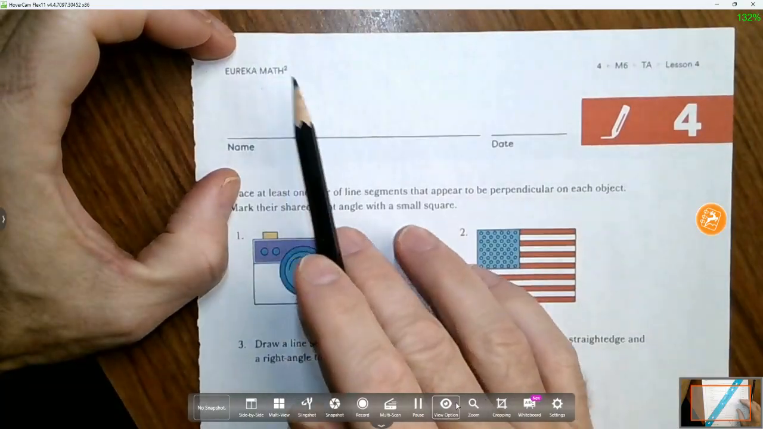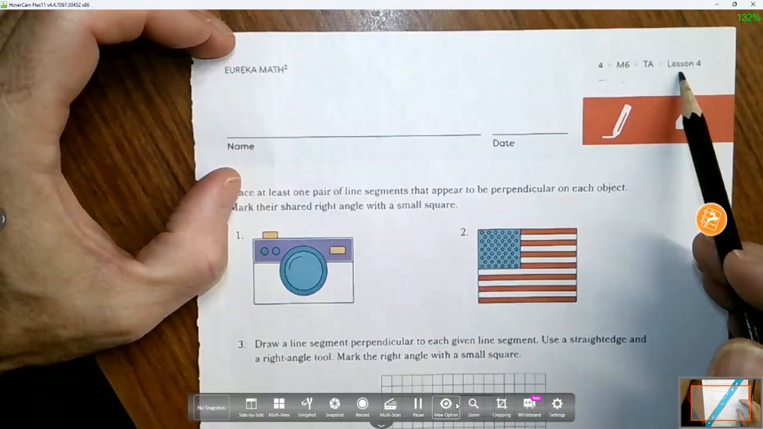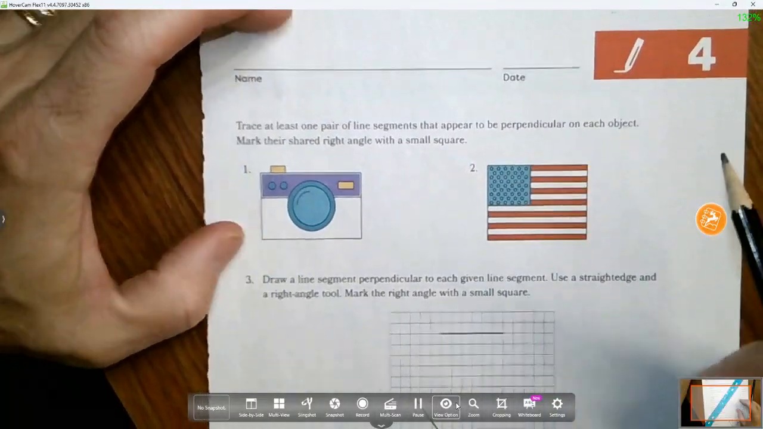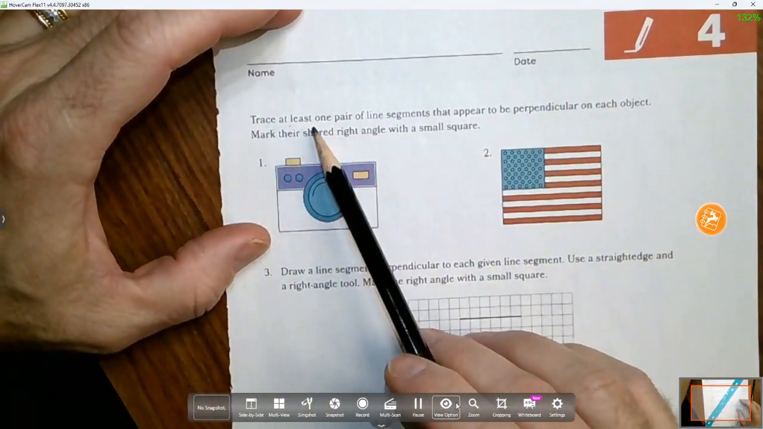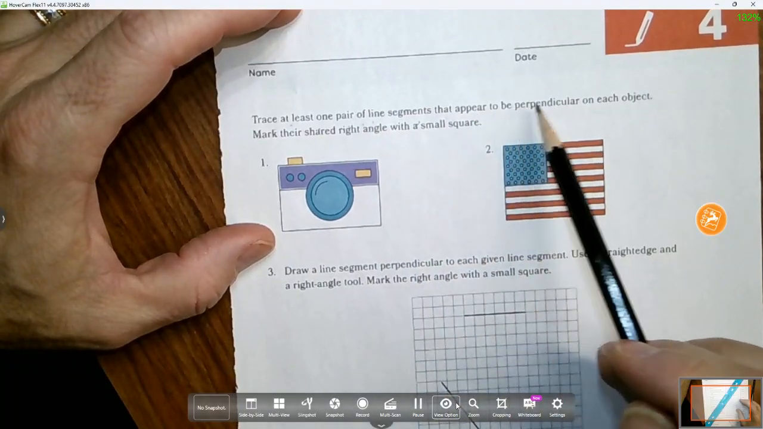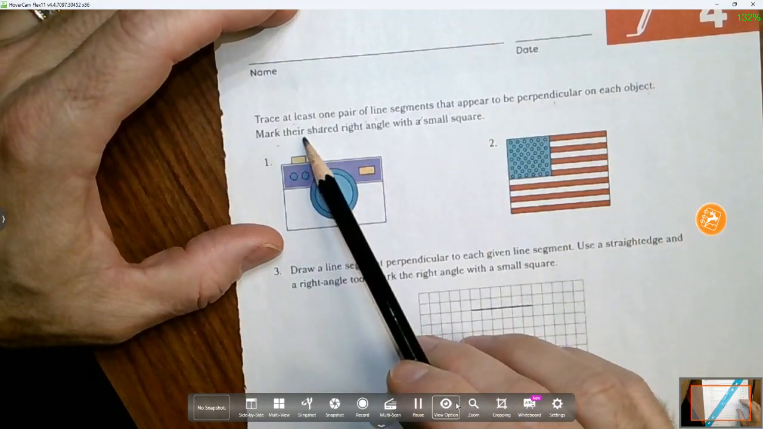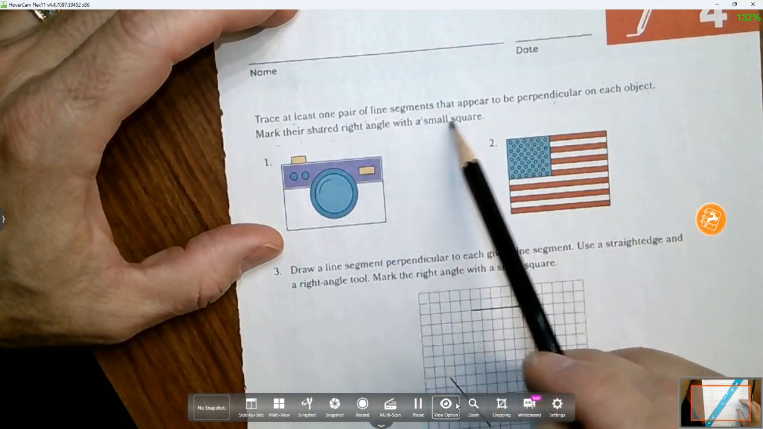This is Eureka Math Squared, fourth grade, Module 6, Lesson 4. This is page 25, and we have page 26 today also. Let's get on with this one. Trace at least one pair of line segments that appear to be perpendicular on each object. Mark their shared right angle with a small square.